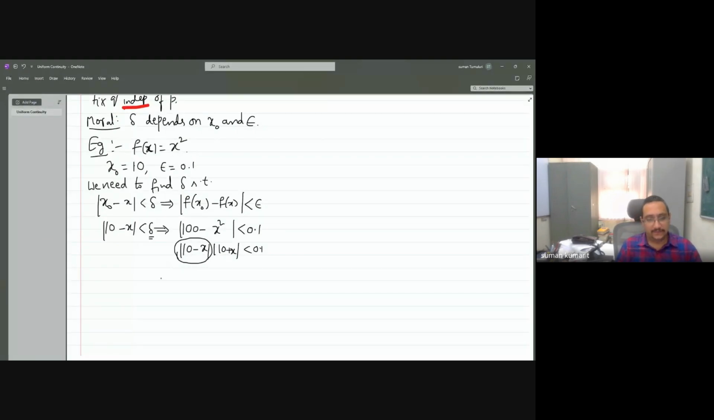How do you find it? From this, this is equivalent to modulus of 10 minus x less than 0.1 by 10 plus x. What I want is delta such that 10 minus x less than delta implies 10 minus x less than this also. So I have the same quantity. Now, can you compare delta and this? What can you say about delta?